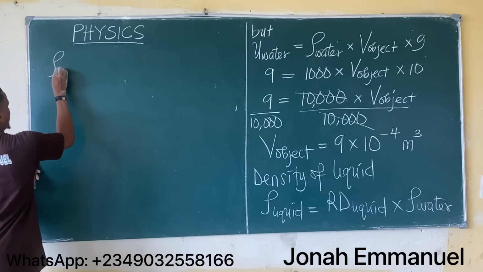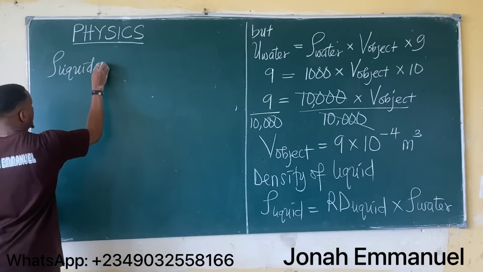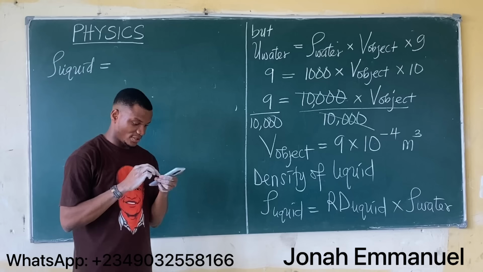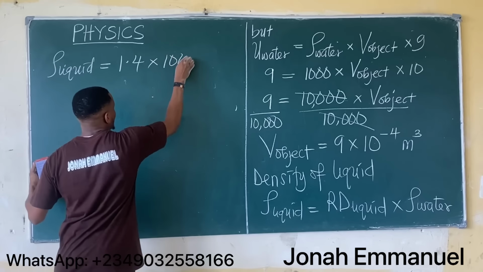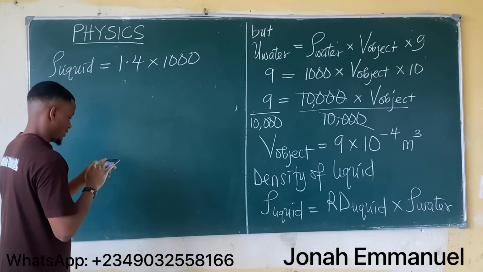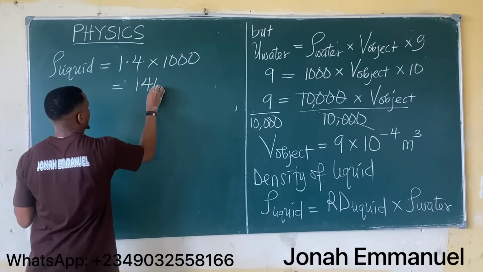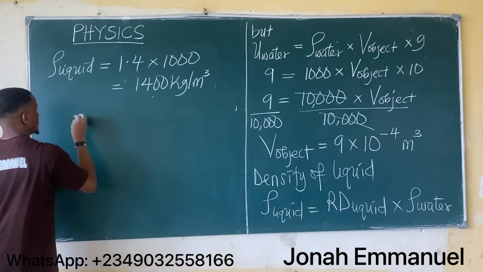Let's get the density of the liquid. The relative density here was 1.4, so it becomes 1.4 times 1000, which is the value of the density of water. So 1.4 times 1000 is equal to 1400 kilogram per meter cube. So this is the density of the liquid.